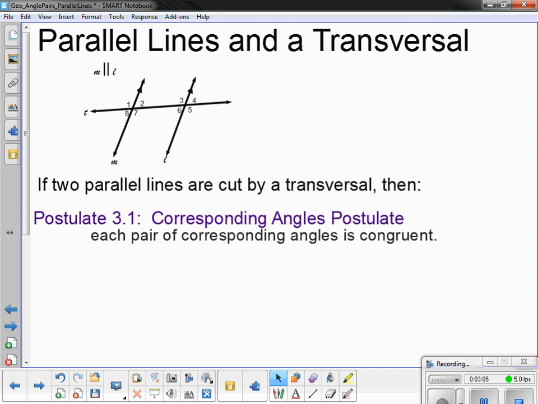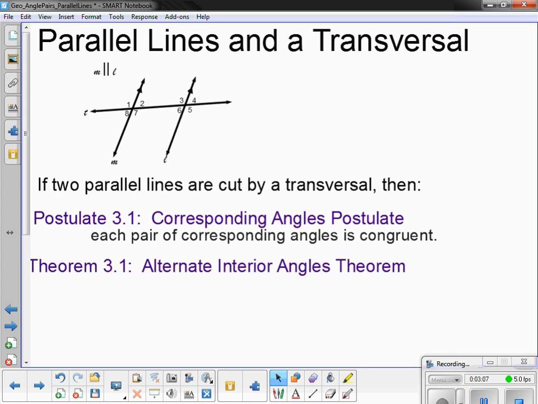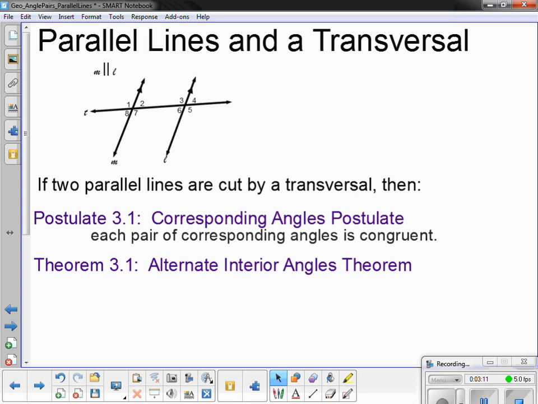Now, that leads us to a theorem. Theorem 3.1, the alternate interior angles theorem. It's a theorem, meaning we can prove it. And I'm going to ask you to prove it on the assignment. Each pair of alternate interior angles is congruent. So angle 2 and angle 6 are congruent. How can you prove it?